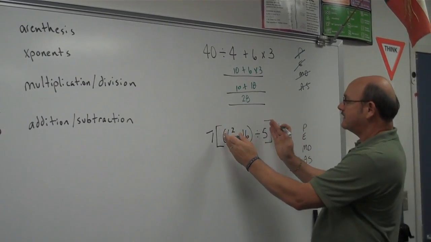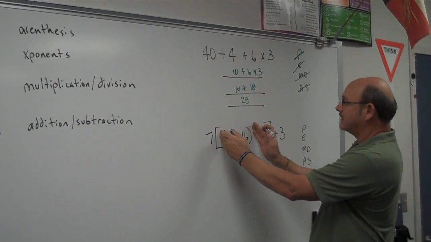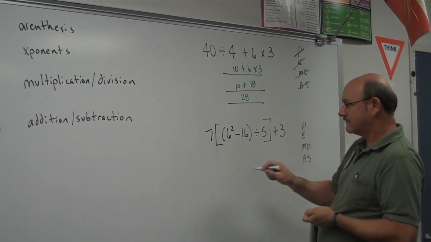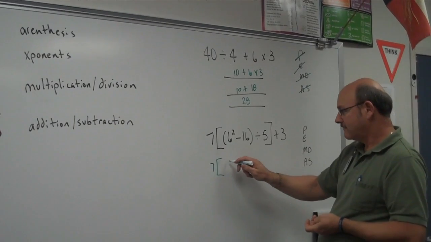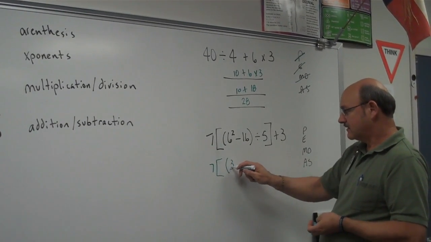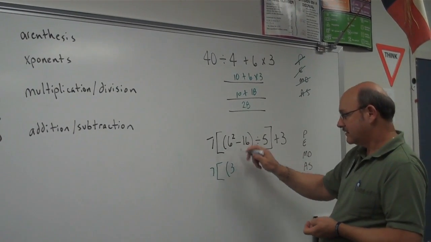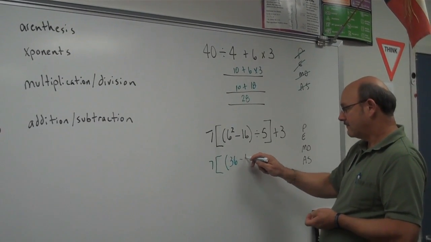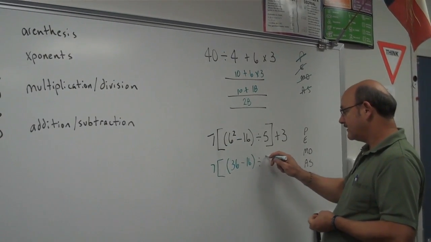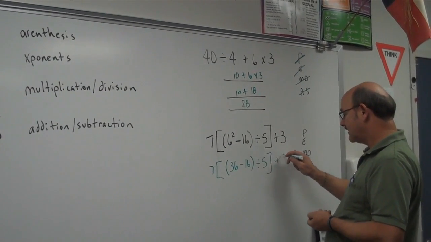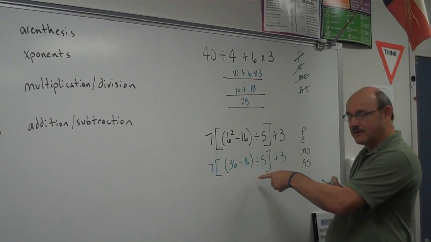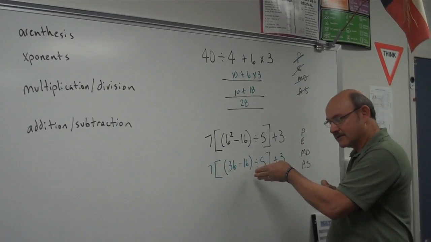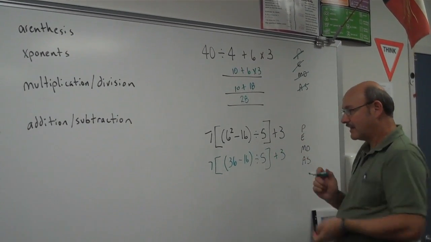So within the parentheses, I'm going to do the parentheses first. I have an exponent in my parentheses. So I'm going to rewrite this problem as 7 times, 6 squared is 36, minus 16. I'm just rewriting the problem, so I'm doing it step by step. A lot of times on a test, they'll say, what's the second step? They won't say solve it, they'll just say, what's the second step? So I'm doing it step by step.